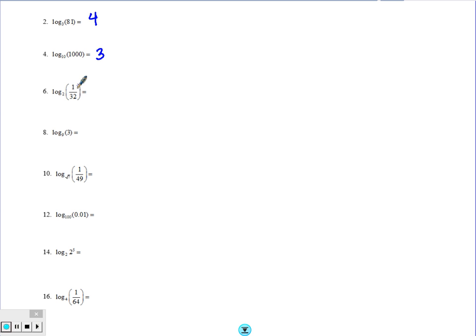2 to what power? Well, I know it's going to reciprocate, and it's to the 5th power, so -5. 9 to what power is 3? Whoa! 9 to what power gives me 3? If I go from a larger number to a smaller number, I have to square root. Well, the square root looks like a half, right? So the 9 to the 1/2 power will give me 3 because I square rooted it.